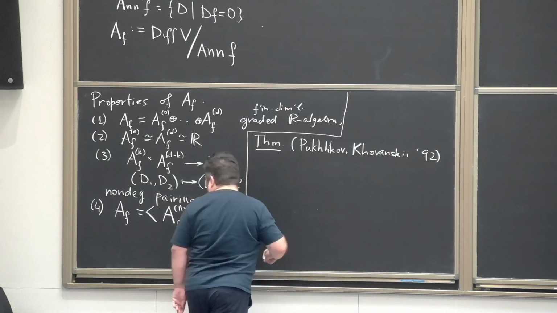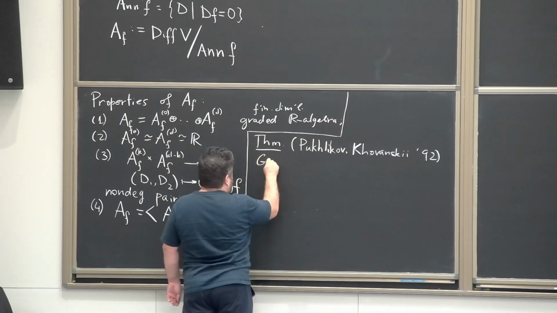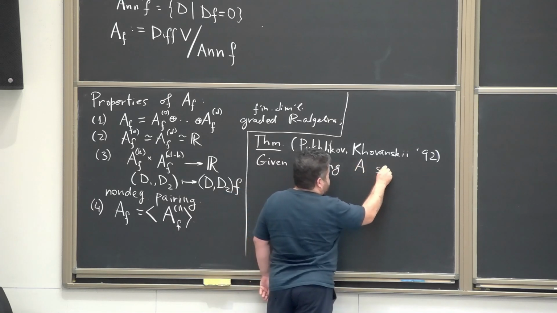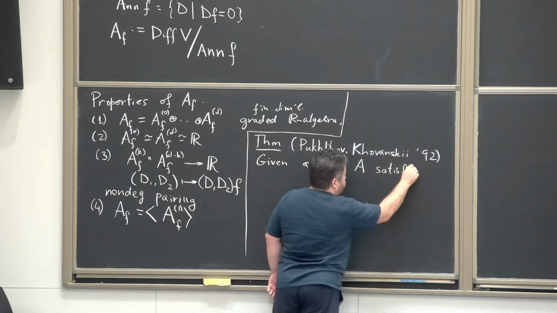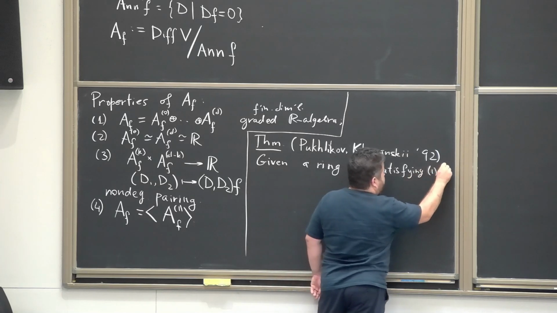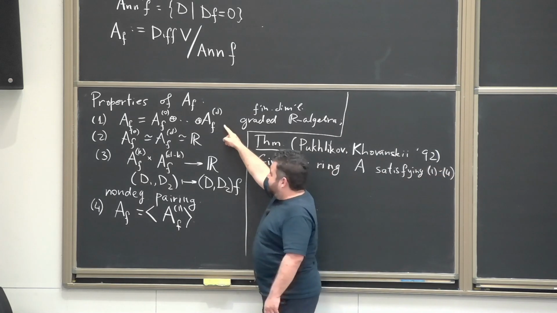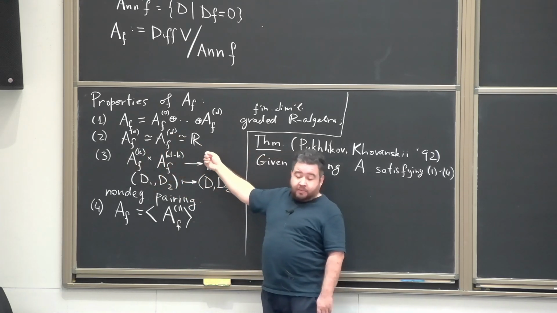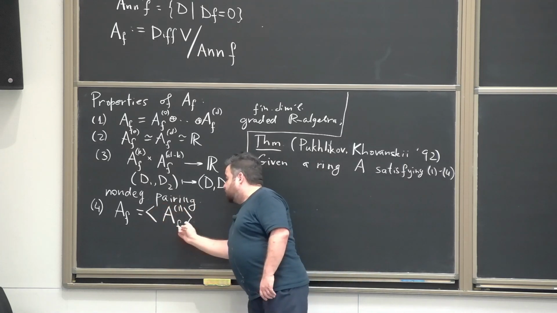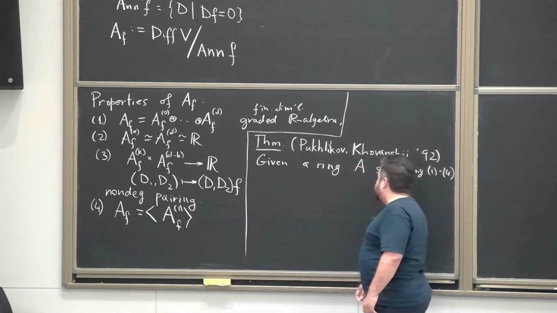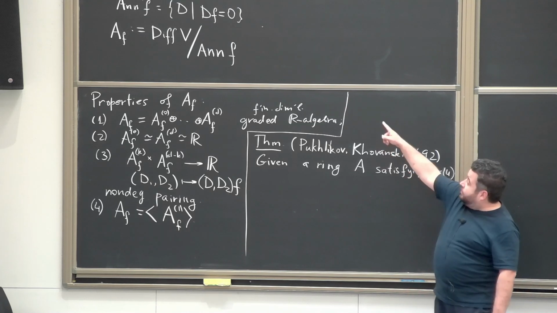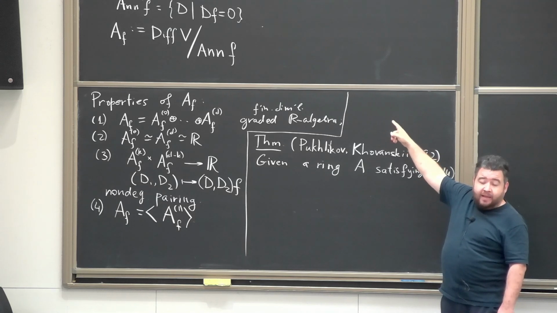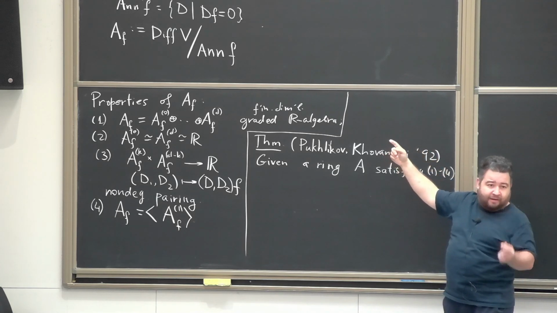92. So given a ring A satisfying 1 to 4, so a graded ring with such a duality, with the 0 and top components being one-dimensional and generated by the first degree component, such a ring has the form given on the top blackboard. So this ring is obtained as a ring for a certain f.